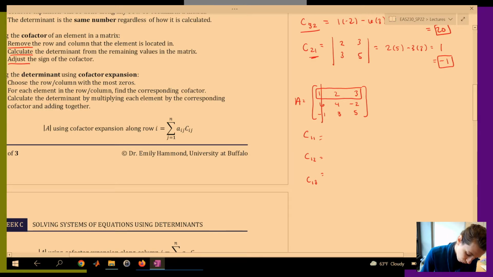So I would remove row 1, column 1, then I'd remove row 1, column 2, then row 1, column 3, and keep going until I have removed all of the corresponding rows, all of the corresponding columns, and found my determinants. Notice for this one, there's 3 elements, so I need to find 3 cofactors, each one in my row. Keep in mind, you need to adjust the sign. For this row, the sign adjustment will be positive, negative, positive. So don't change, change, don't change.